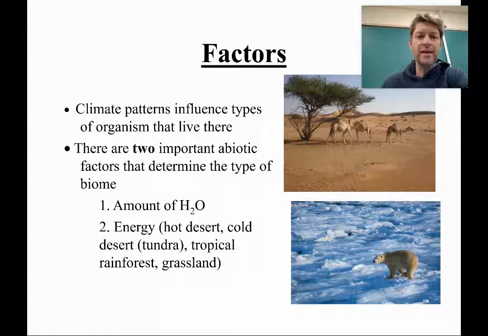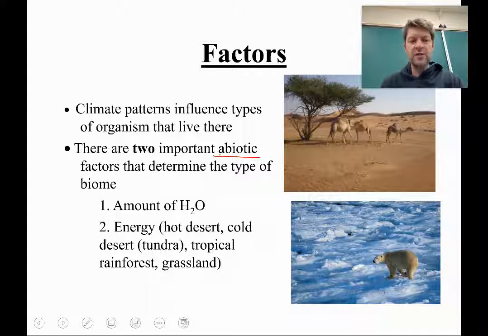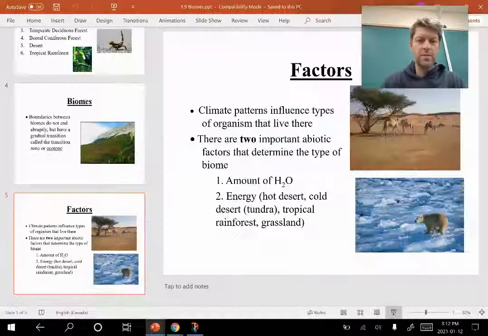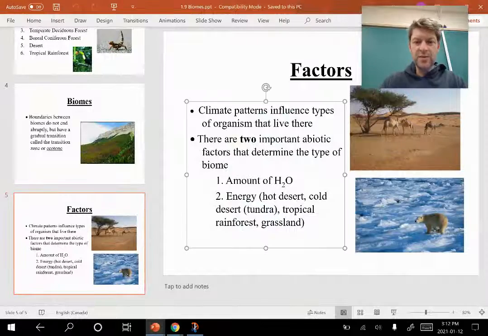Climate patterns influence the types of organisms that live there. There are 2 important abiotic, that means non-living, factors that determine the type of biome. The amount of H2O, that's water, so the amount of precipitation and water available, and the energy. Hot desert, cold tundra, tropical rainforest and grassland. They all have different amounts of energy available. So those are the main influencing factors.